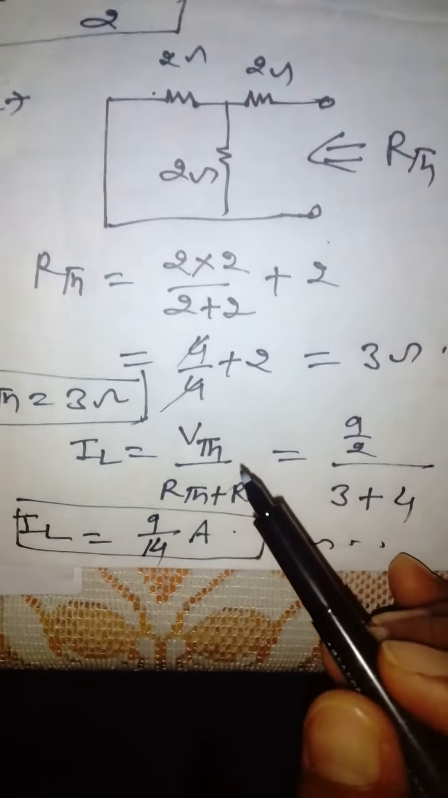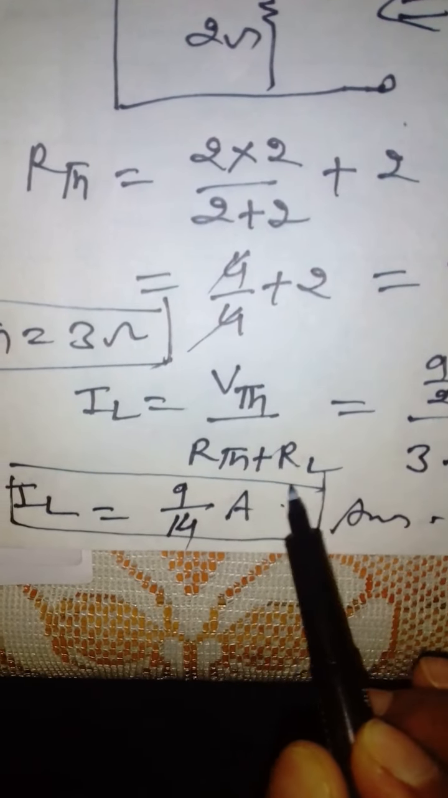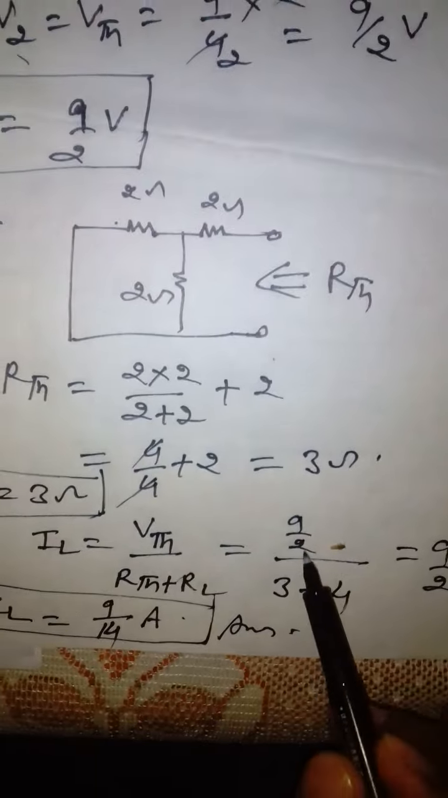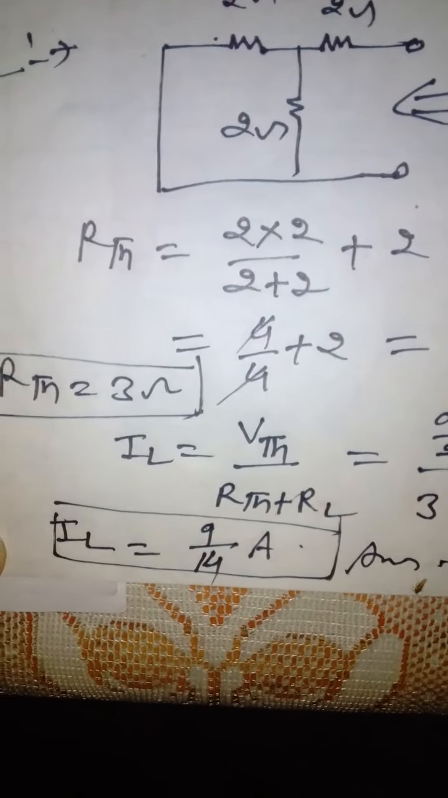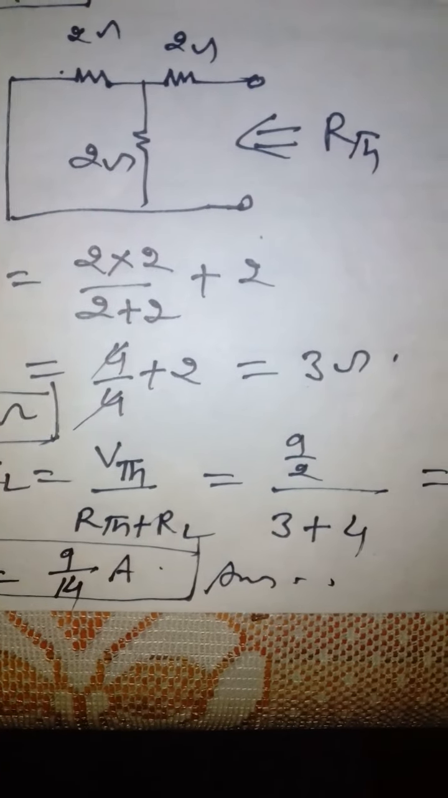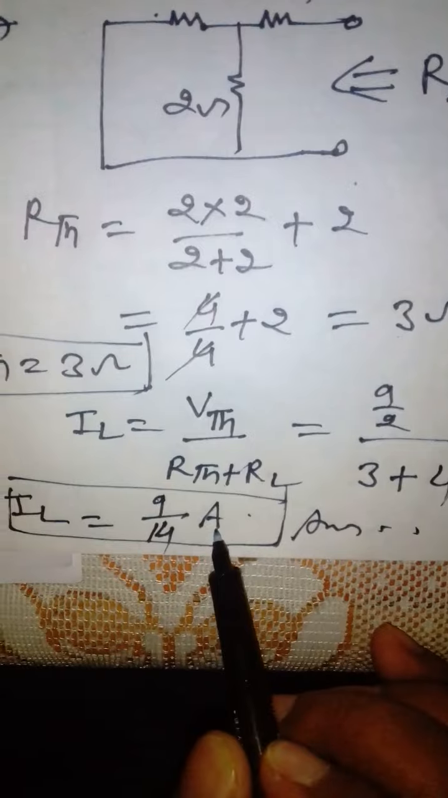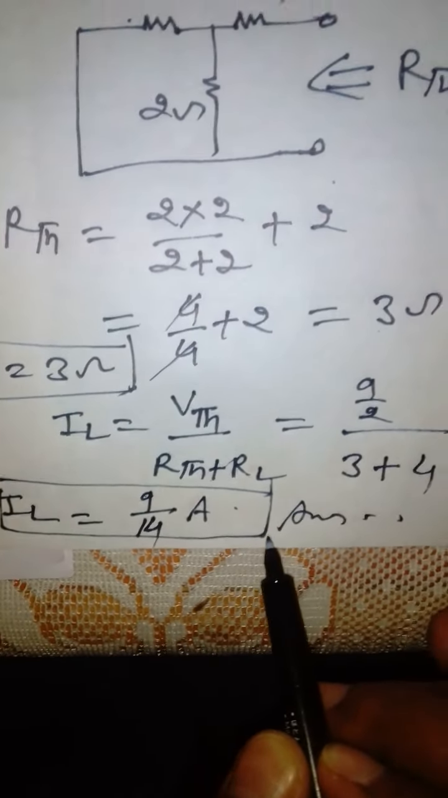So now we will have to find out the value of load current IL. IL is equal to VTH upon RTH plus RL. VTH is 9 by 2, already calculated here, and RTH is 3 ohm, already calculated here. So 9 by 2 upon 3 plus 4, as the value of load resistance is 4 ohm. So it will become 9 by 2 into 1 by 7, so IL will become 9 by 14 ampere. So the load current is 9 by 14 ampere. This will be the answer.